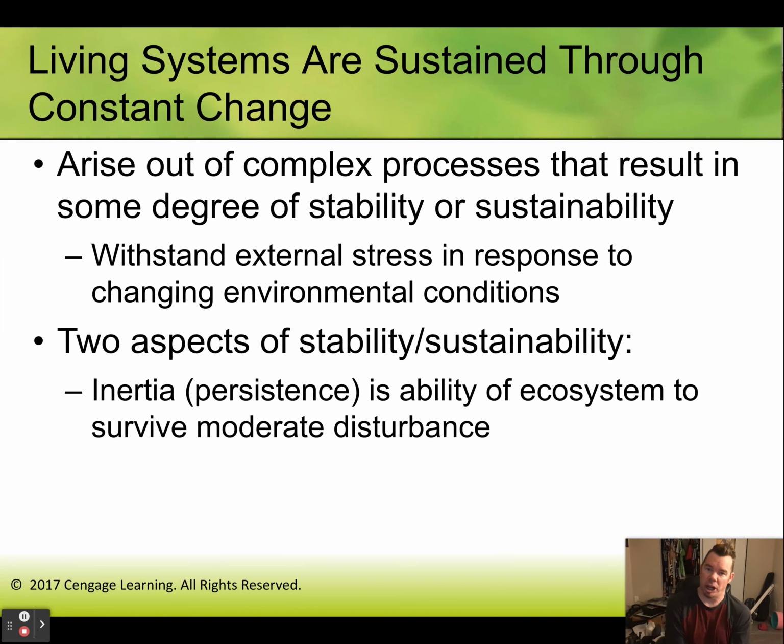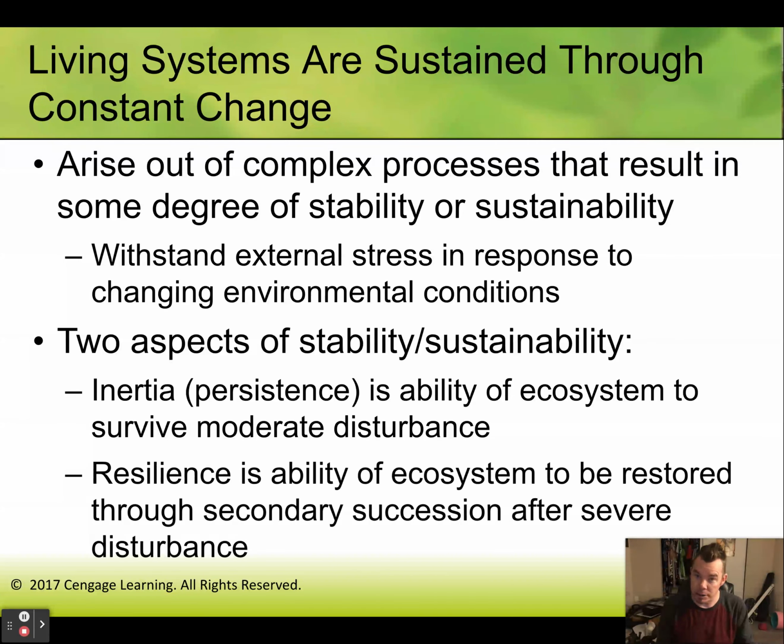There's a thing called inertia. Inertia is the ability of the ecosystem to survive a moderate disturbance, and by moderate disturbance, we're talking a forest fire, but a small one. Say you have a forest that's 100,000 acres. A moderate disturbance would be a forest fire in 20,000 of those 100,000 acres. So the whole thing didn't get wiped out, but inertia is their ability to survive that. Something happened, but the organisms can respond and move in once that forest fire is taken care of.